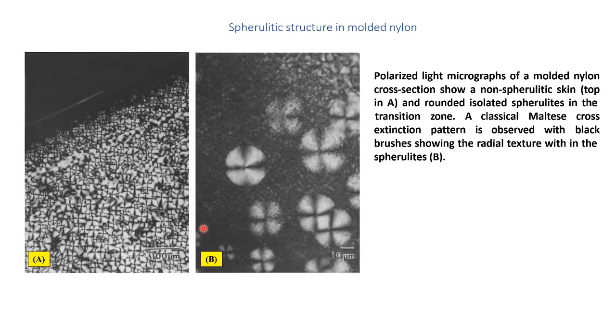Then the structure of molded nylons can also be observed with a polarized light microscope. So this is the top of a nylon, showing round spheroids, and in the transition zone we can observe this radial kind of texture. These are all visible in the light microscope.